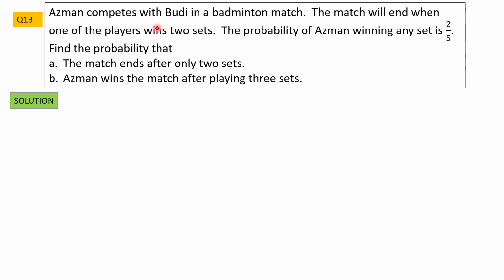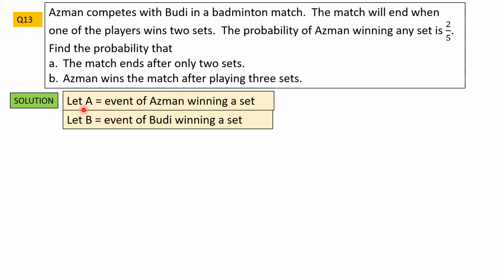Azman competes with Budi in a badminton match. The match will end when one of the players wins 2 sets. The probability of Azman winning any set is 2 over 5. Find the probability that the match ends after only 2 sets. So here, let's define the events. Let A be the event of Azman winning a set, B the event of Budi winning the set.